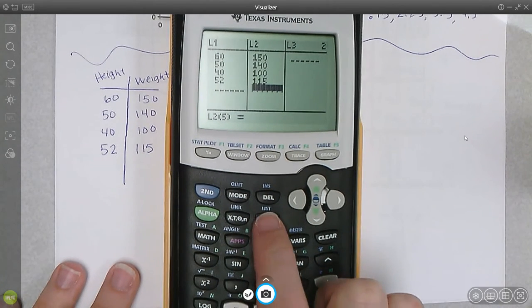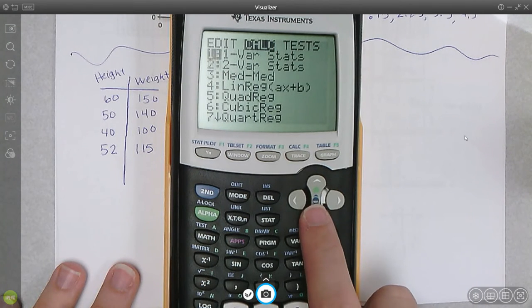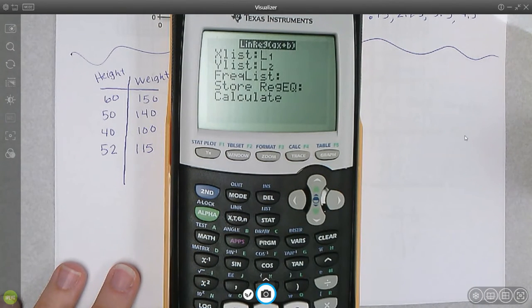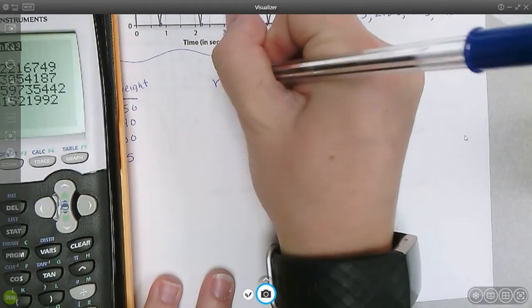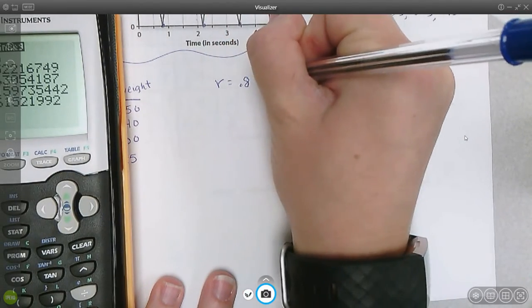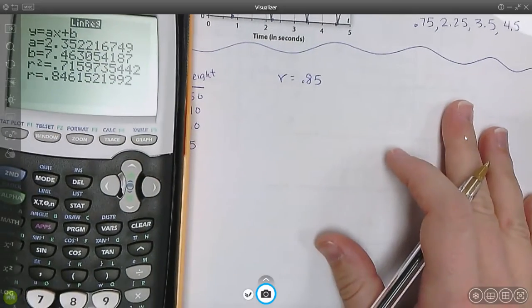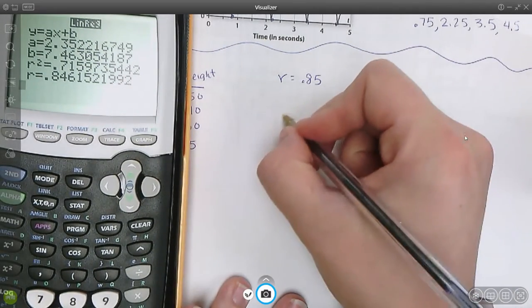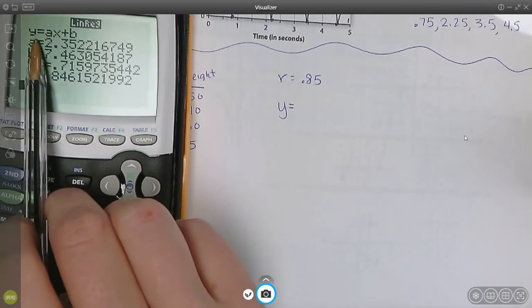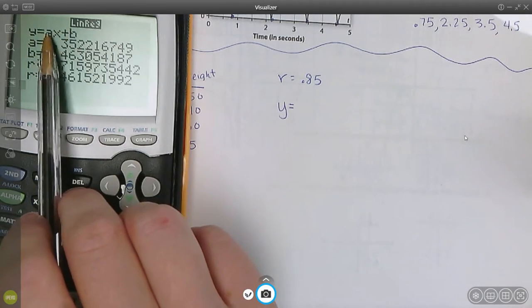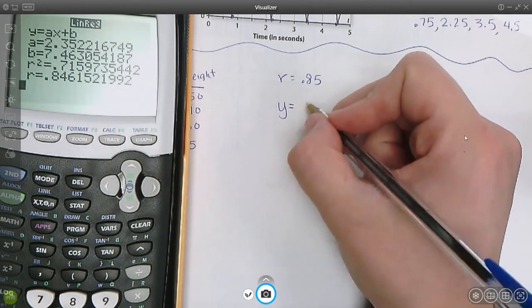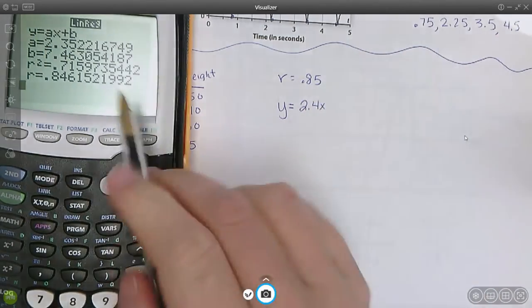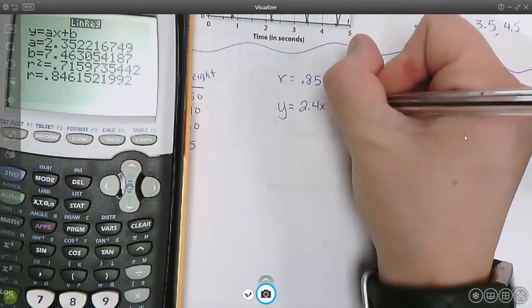So to find the R value, hit stat, you go to calculate, go down to lin reg, enter, enter, enter, enter, enter. Okay, so our R value is 0.8, I'm going to round to 0.85. Then we can write our y equals equation. So here it says y equals ax plus b. So instead of putting an a, we can put this 2.3 because that's what a equals, or 2.4, I'll round. So 2.4x plus b, which is 7.5.